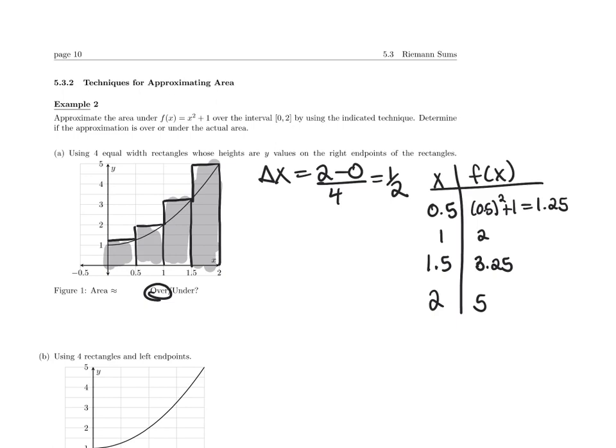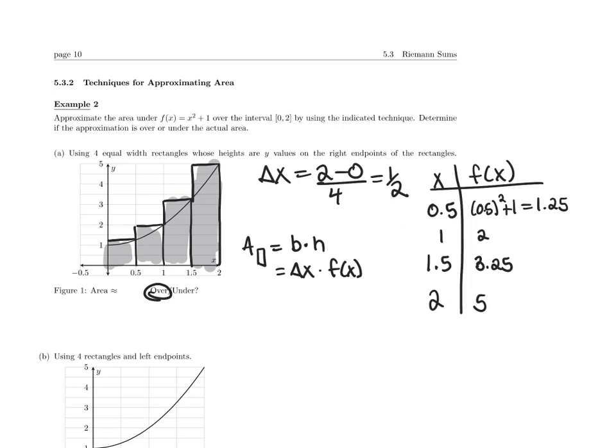Now the area of each of our rectangles is going to be the base times the height. Well, the base is always going to be delta x, and the height is going to be the f of x at that particular place.